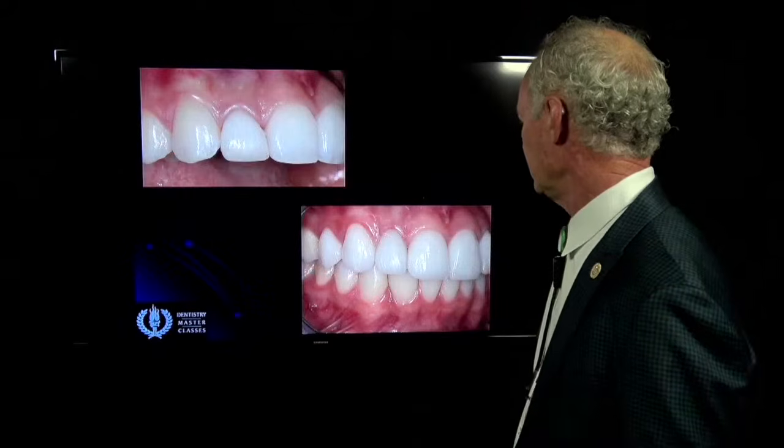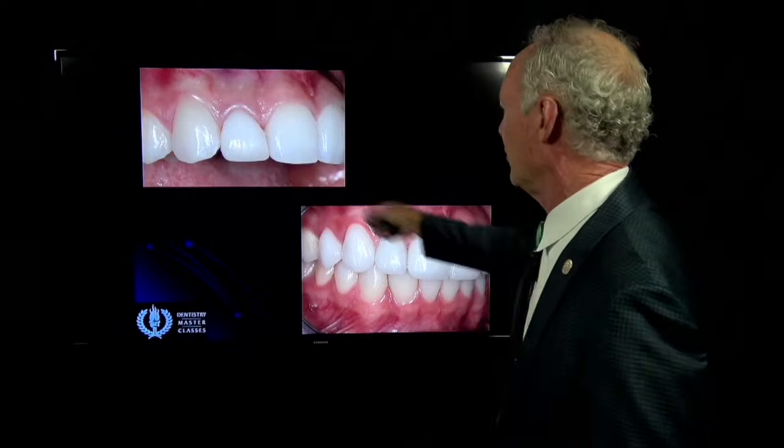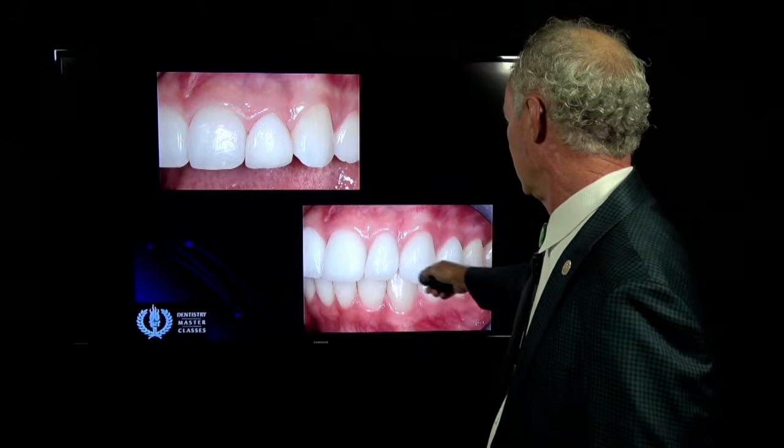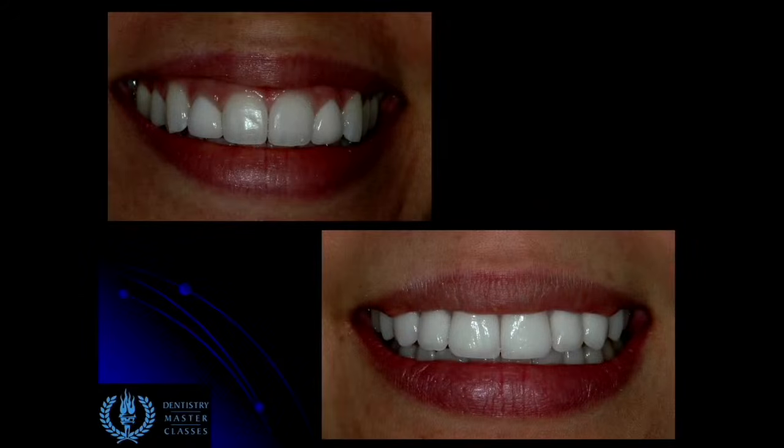So now the teeth are the normal width. See, they're not fat. They're the normal width. Gingival line is good.